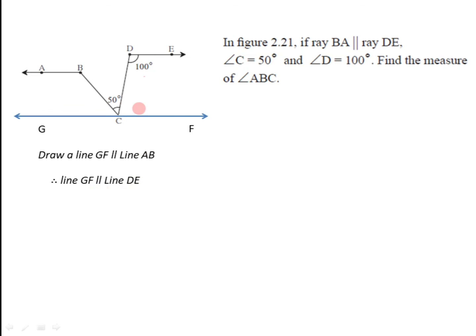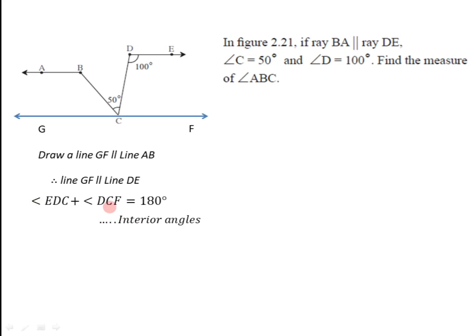If you consider these two parallel lines, then we have angle EDC and angle DCF. These are the two interior angles which are on the same side of the transversal. That's why they must be supplementary, meaning the sum of their measures must be 180 degrees. We have written here angle EDC plus angle DCF is equal to 180 because these are interior angles.